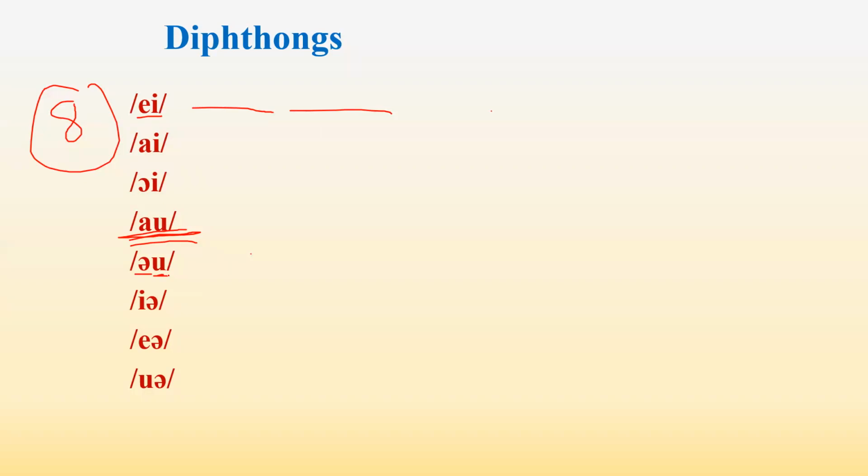U. Schwa, and schwa is followed by U sound. O. What are the words you have found? No, is it correct? No means no. No, yes. No. Okay.